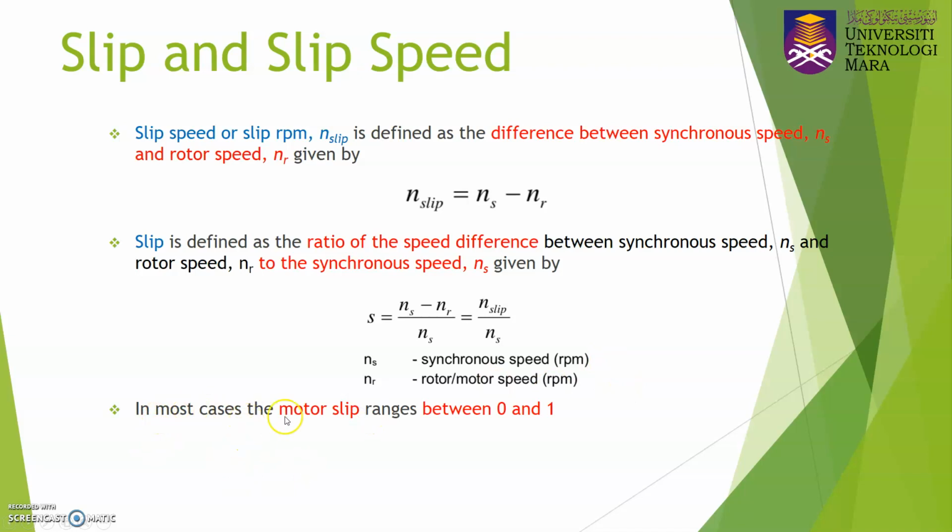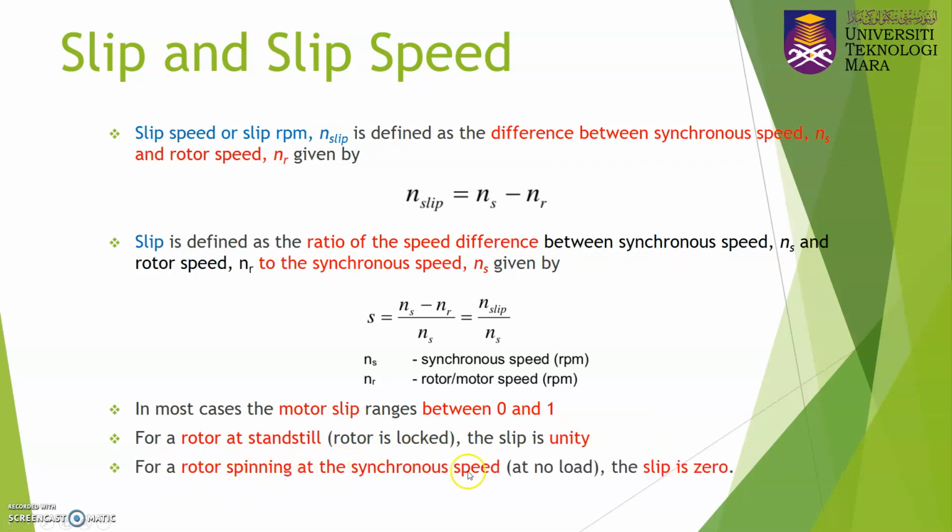In most cases, the motor slip ranges between 0 and 1. So the S value usually will be between 0 and 1. If the rotor is at standstill, meaning that the rotor is locked and not moving, the slip is unity, meaning that S is equal to 1. For the rotor spinning at the synchronous speed, meaning that when nr is equal to ns, the slip is 0.